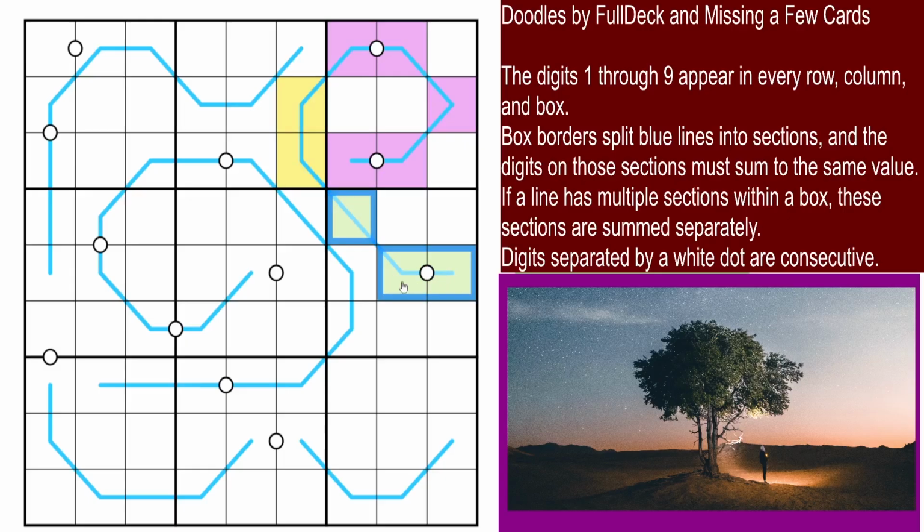Whichever boxes this line passes through, the sum of the digits in those boxes should be the same. And similar for the other line. So that is the rule.